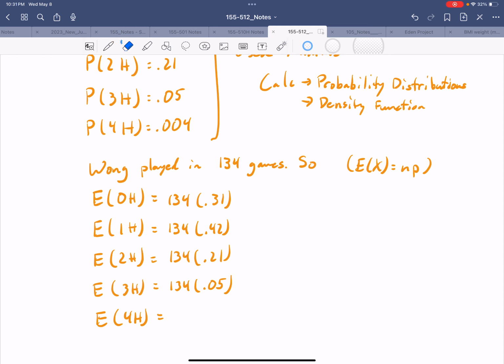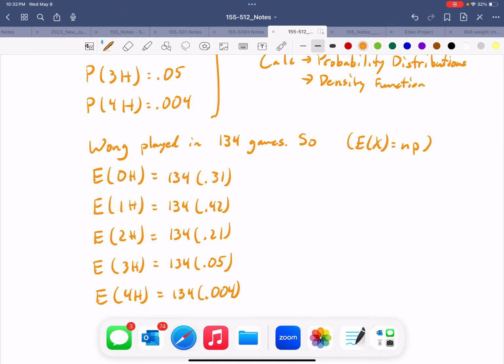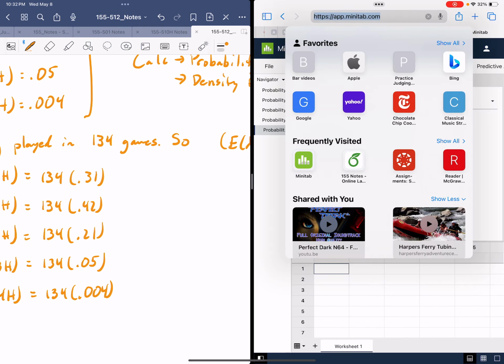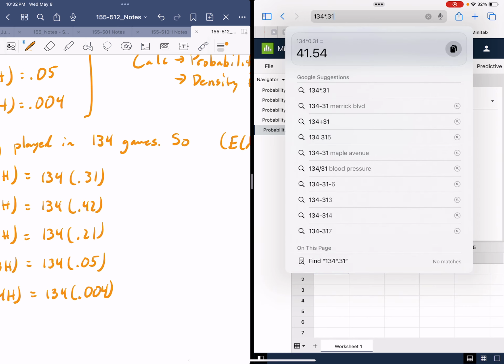Oh, I keep messing that up, right? 134 times 0.004, right? Now let's see what we get when we do this out, okay? All right, we don't need a high-tech calculator. You could use Minitab, but I think we can just get away with this. Right, this is 41.5. Note that I'm not going to round to the nearest game. I just want to keep it the way it is. It's okay that we're not getting perfectly accurate results, right?